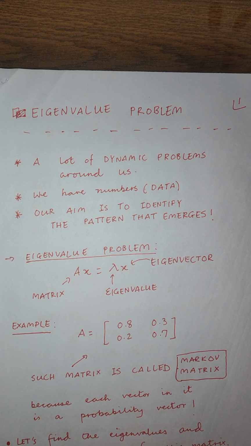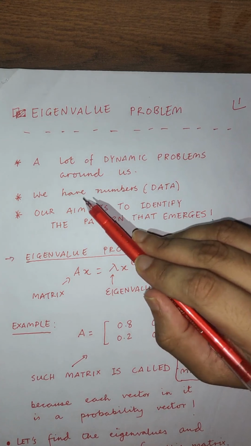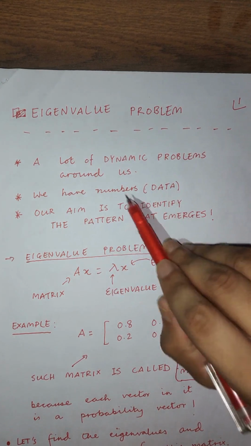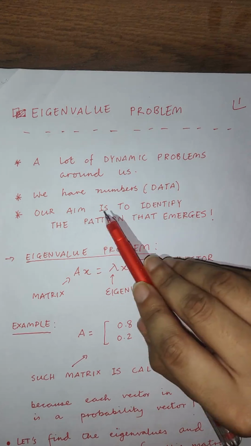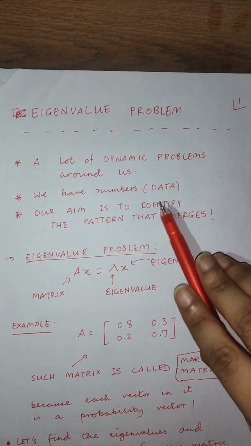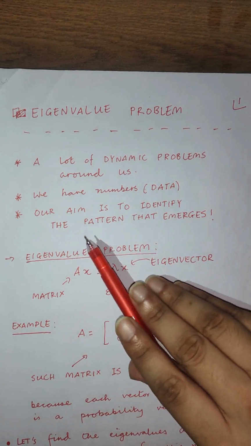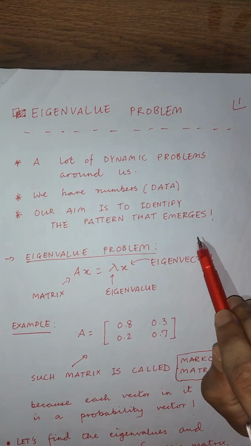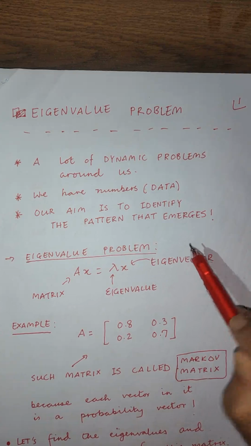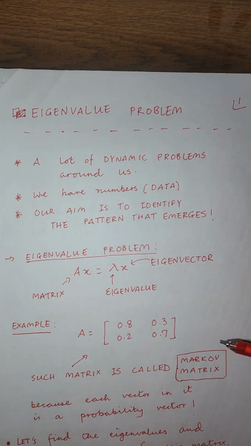So let's get into what we have up here. A lot of dynamic problems around us. We have numbers, meaning data, and our objective is to identify the pattern that emerges. And eigenvalues and eigenvectors, they both together help us crack the dynamics of the data.